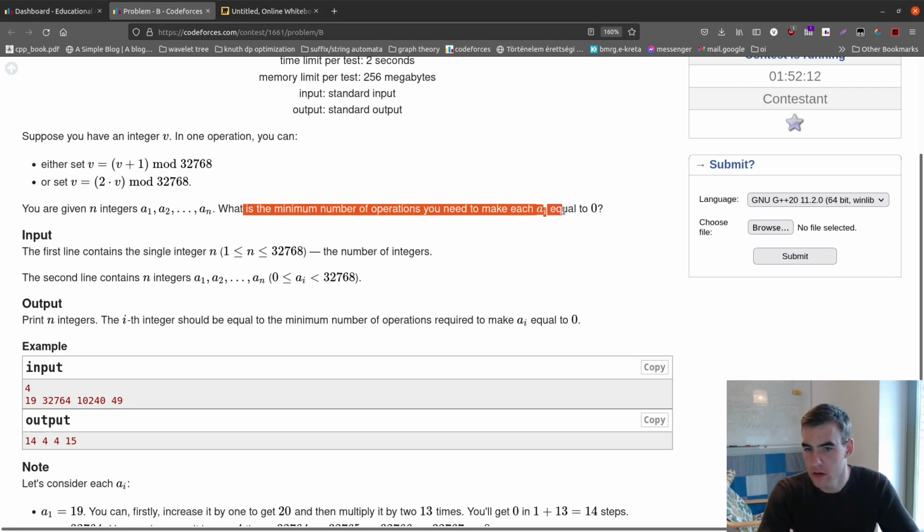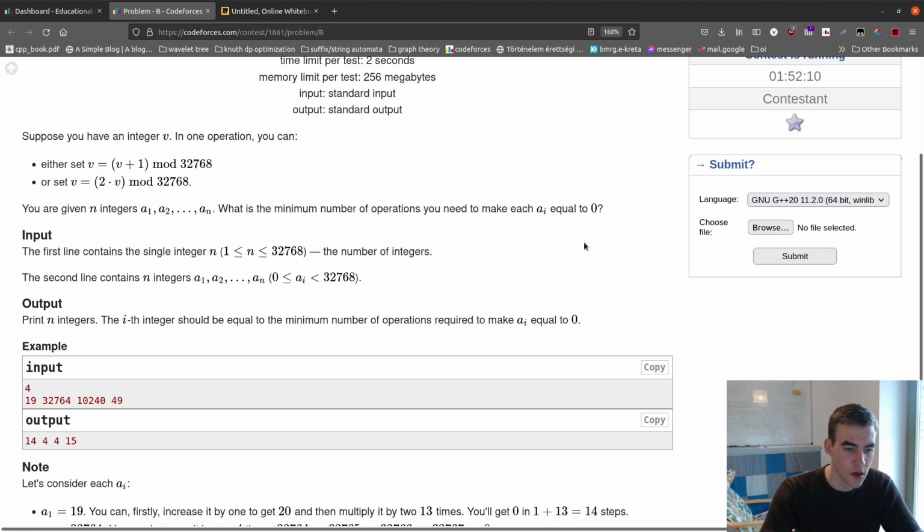What you need is to make all ai equal to 0. I bring it to the nearest power of 2 and then I multiply it by 2 until I get 32,000. Yeah, that's definitely true. So let's take a look at 49. 49 we need to bring it to 64. 64 minus 59, that's 15.